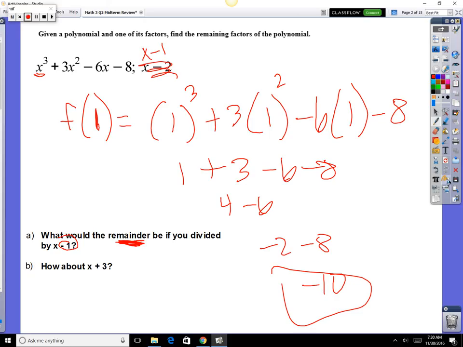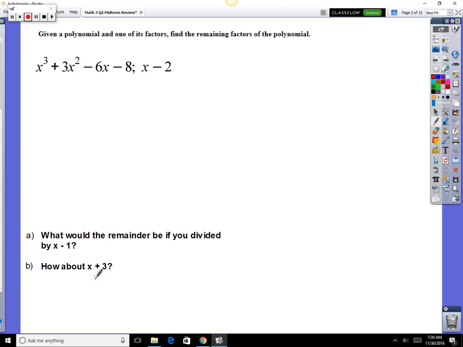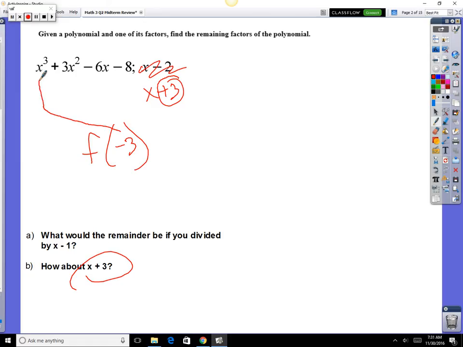Now B, what if you were to divide it by x plus 3? So not x minus 2, but you're dividing by x plus 3. So if you're dividing by x plus 3, we're going to take the opposite of this. We're going to take a negative 3. And we're going to put a negative 3 in that x, in that x, and in that x, and that will spit out the remainder. So here we go.